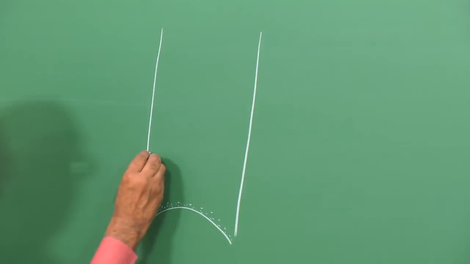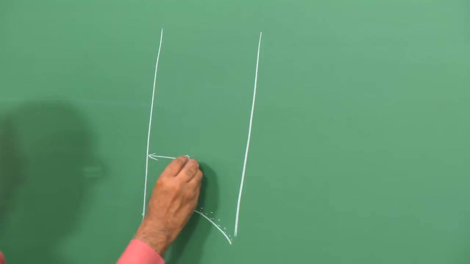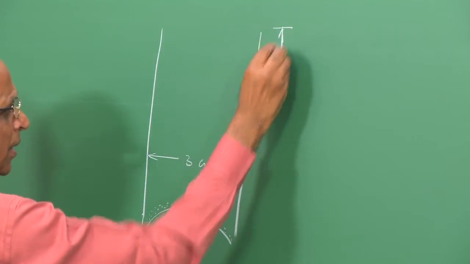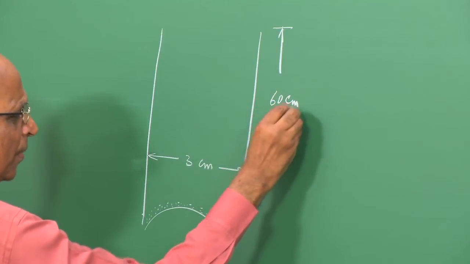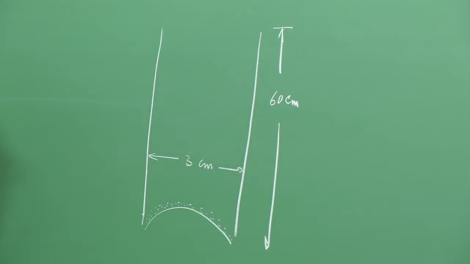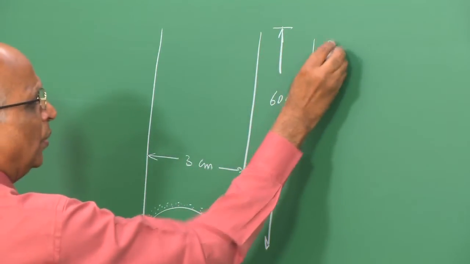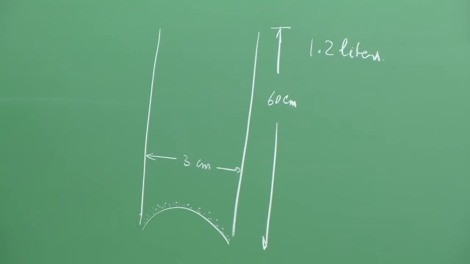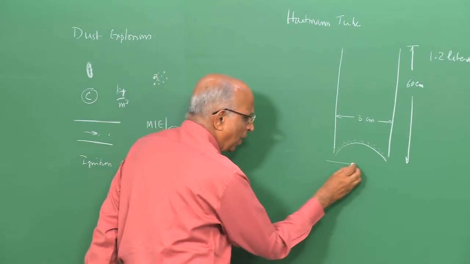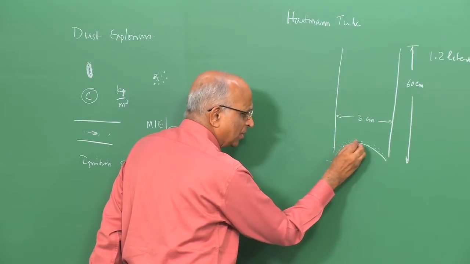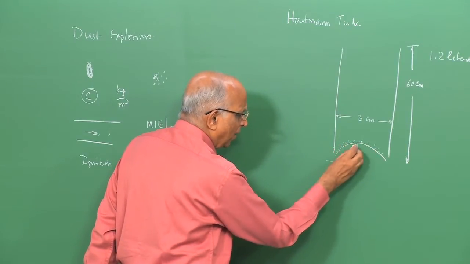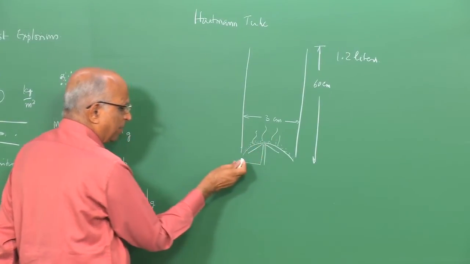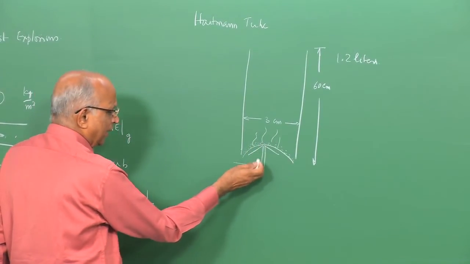The diameter of this tube is typically around 3 centimeters, and the length is something like 60 centimeters, giving a volume of something like 1.2 liters. Now, through this shape, which is an all porous bottom surface, you allow compressed air to come and blow the dust into the mixture, typically at a pressure of around 4 bar or so.